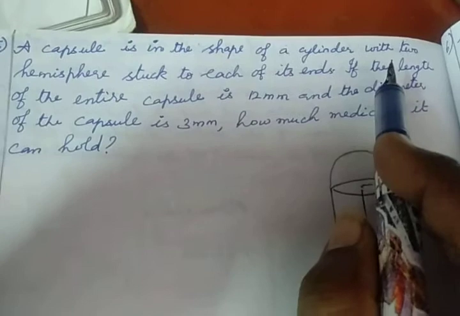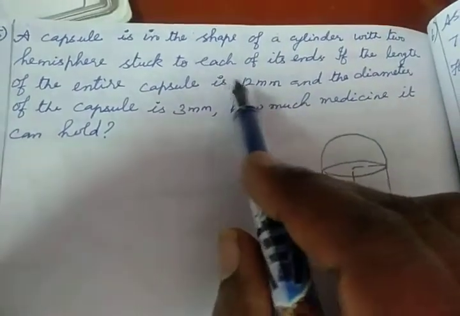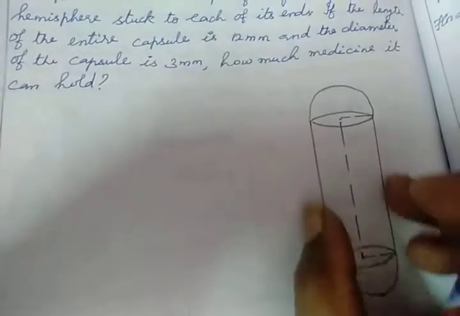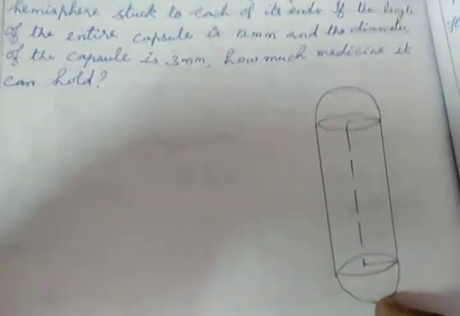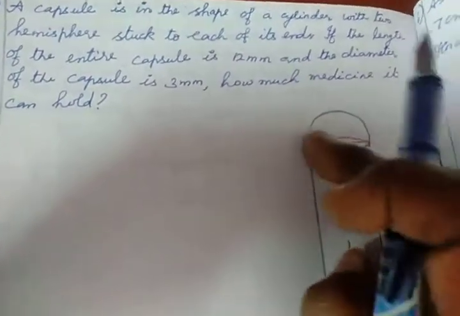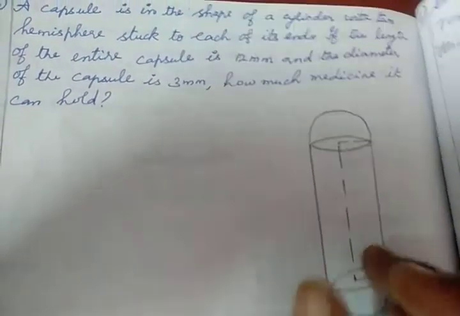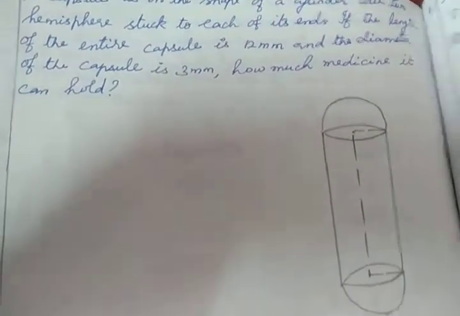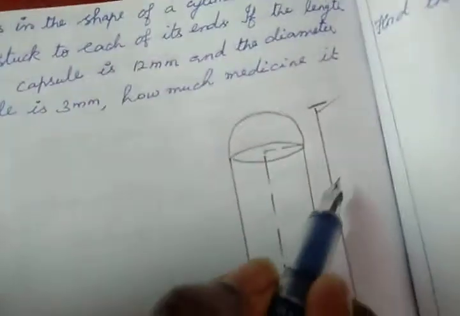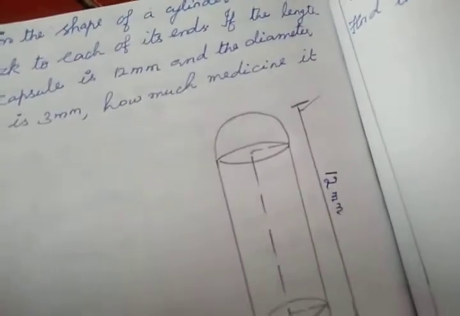This is sum number 5 in exercise 7.3. A capsule is in the shape of a cylinder with two hemispheres stuck to each of its ends. So it is a capsule; you should imagine that. At both ends it will be hemispherical in shape and in between it will be cylindrical. If the length of the entire capsule is 12 millimeter, I'll just draw it. So the length of the entire capsule is 12 millimeter.